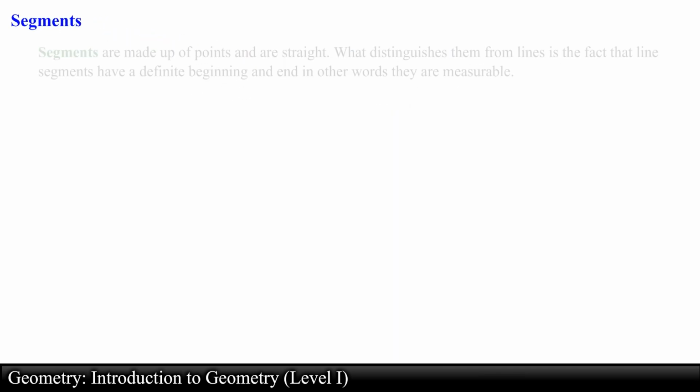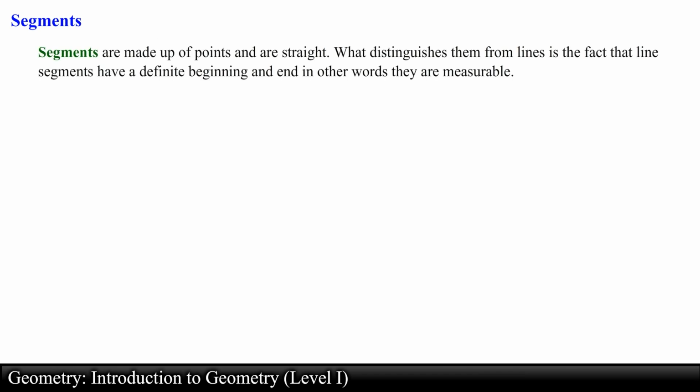Like lines, segments are made up of points and are straight. What distinguishes them from lines is the fact that line segments have a definite beginning and end. In other words, they are measurable. They do not extend forever and ever in both directions like lines do. The following are examples of line segments.